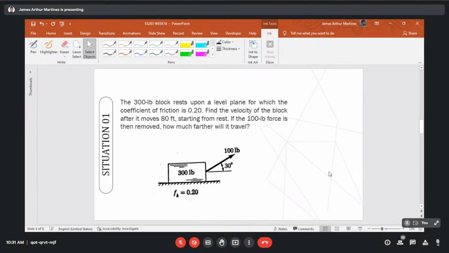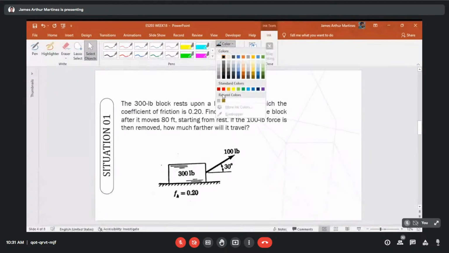So, let's have situation 1. The 300-pound block rests upon a level plane for which the coefficient of friction is 0.20. Find the velocity of the block after it moves 80 feet, starting from rest. The second condition given is that if the 100-pound force is then removed, how much farther will it travel?